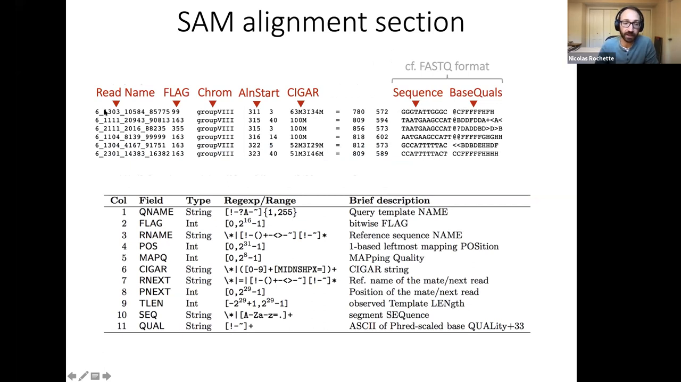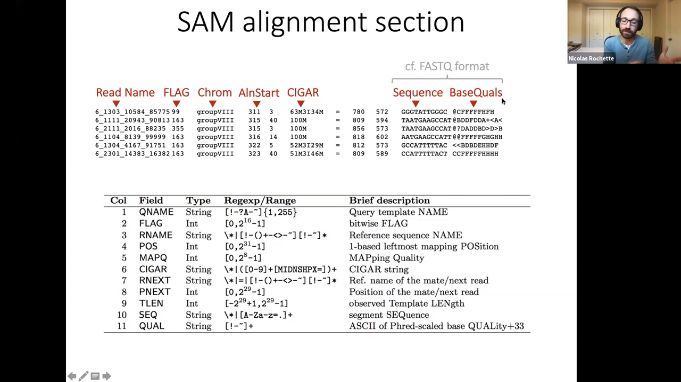And again, this is a TSV file, so a tab delimited table. And so we have the read name, and then we have the sequence and the base qualities for that sequence. So this is the read name, the sequence, and the base qualities. Those are the same as what we had in the FASTQ file.